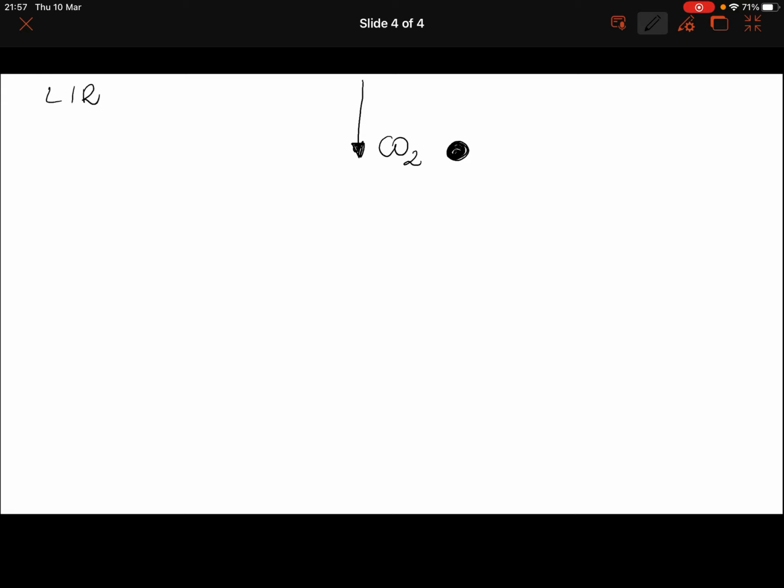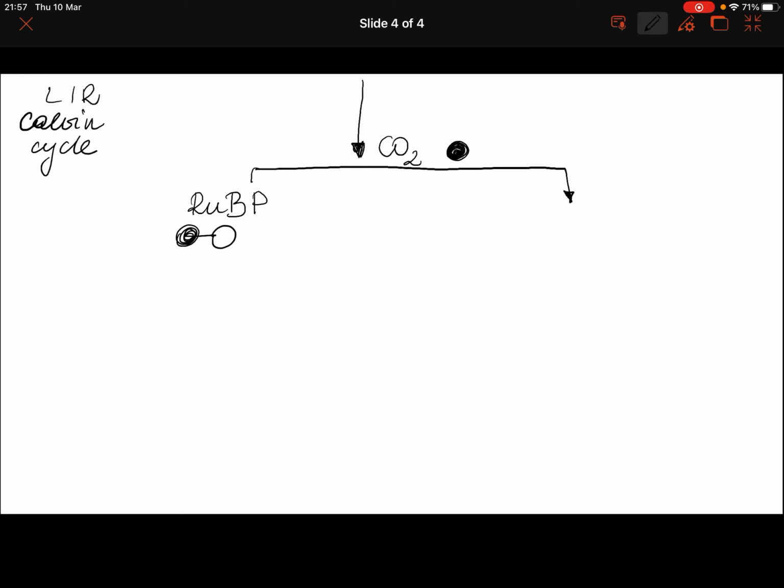Light-independent reaction, also called the Calvin cycle, as any other cycle, has to start and finish with the same kind of molecule. What is waiting here and starts the process of the Calvin cycle is ribulose bisphosphate. Ribulose bisphosphate is also a carbon molecule, and this carbon molecule this time has 5 carbons. So we've got here 1, 2, 3, 4, 5 carbons.